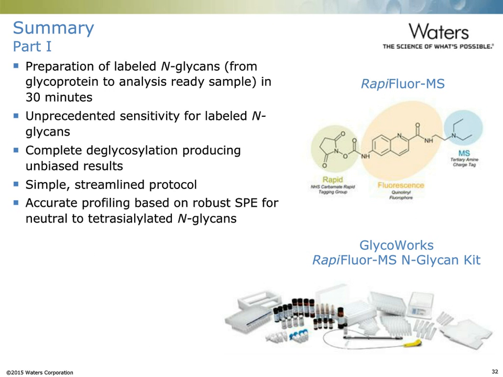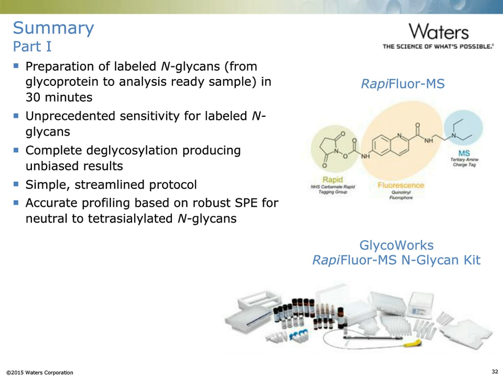With this approach, glycoproteins are deglycosylated in approximately 10 minutes to produce N-glycosylamines. These glycans are then rapidly reacted with a novel rapifluoramus reagent in a 5-minute procedural step and are thereby labeled with a tag comprised of an efficient fluorophore as well as a highly basic tertiary amine charge tag so that sensitivity is enhanced for both fluorescence and MS detection.